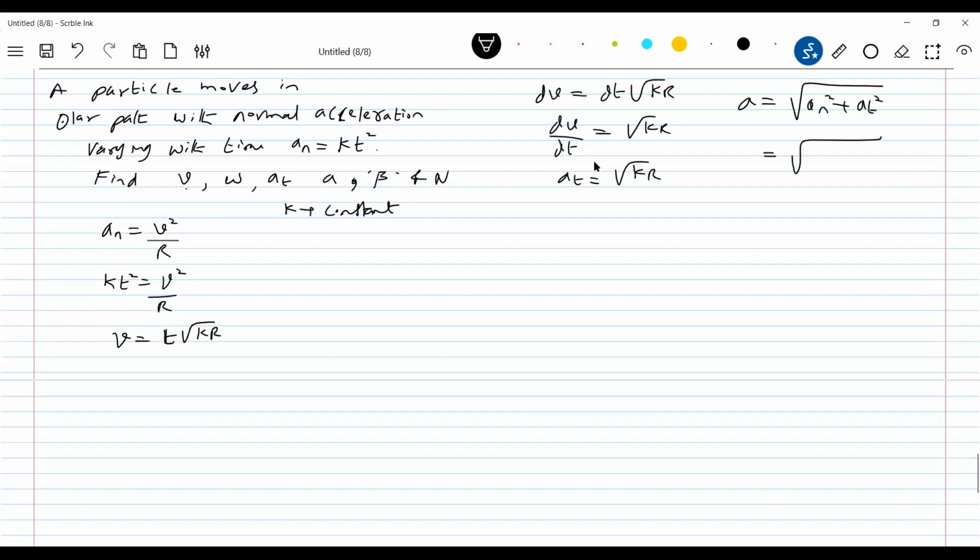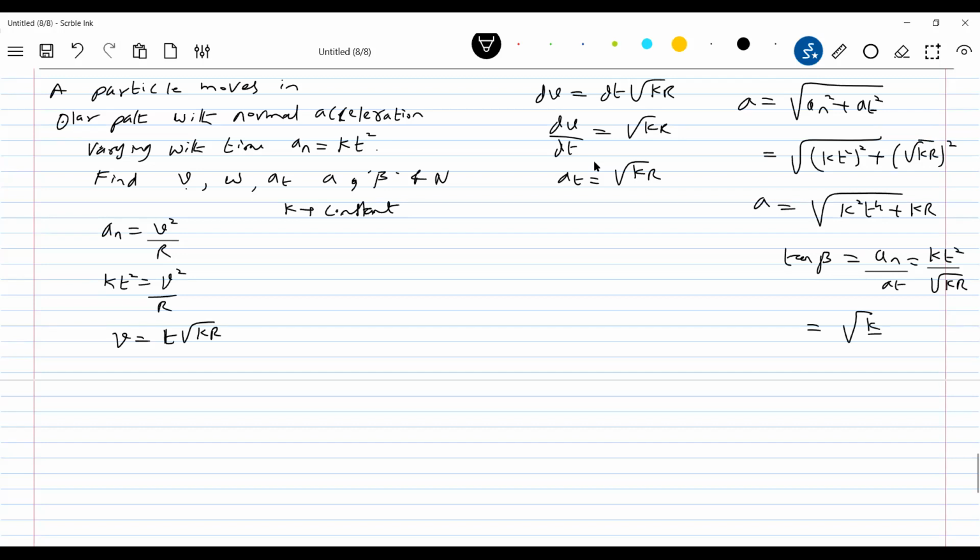What is A normal? Directly we know it is k t square, whole square. A tangential is root kR, whole square. So this will become k square t to the power of 4 plus kR. Tan beta is A normal by A tangential, which is k t square by root kR, so t square.